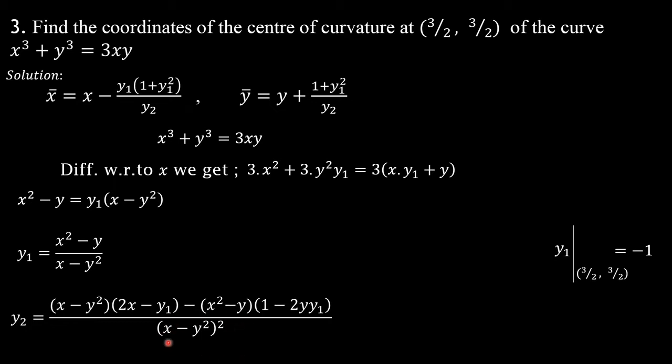So just substitute the values of x, y and y1 over here. You are going to get the value of y2 at the given point (3/2, 3/2) to be −32/3.